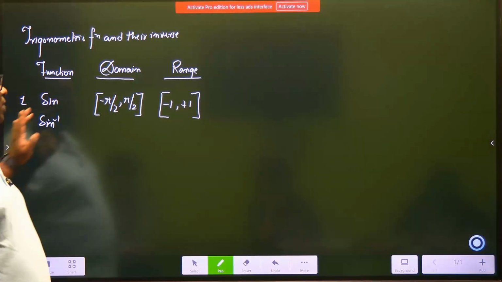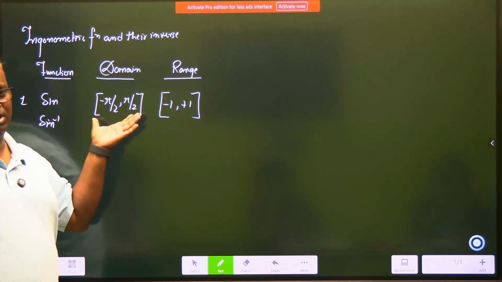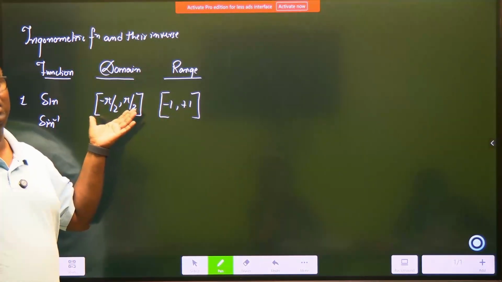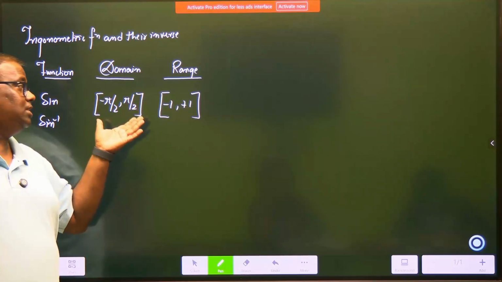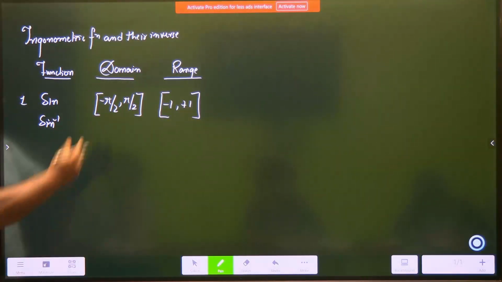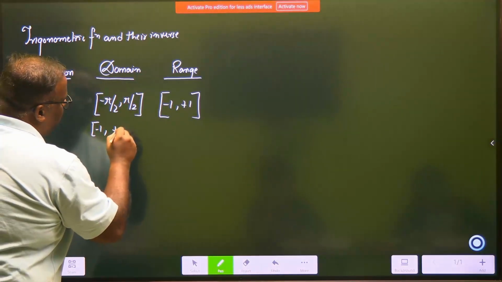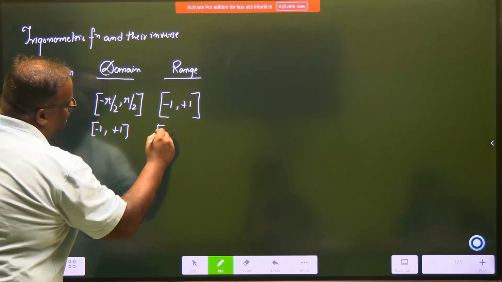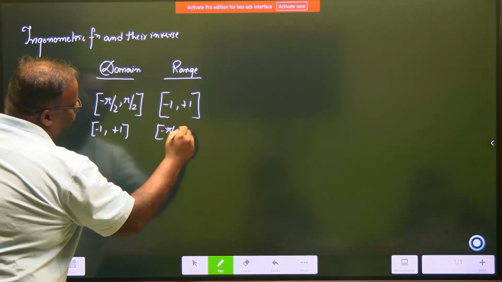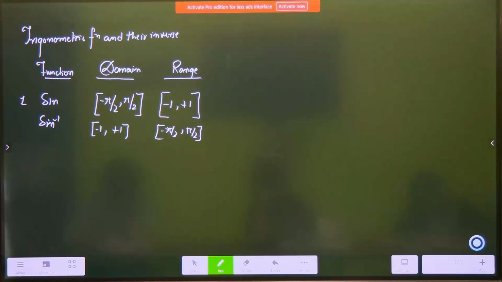Try to understand what you have done here. This is not the general domain of the sine function. The general domain of the sine function is real numbers. This is the domain in which sine is bijective. So when we see sine inverse, we will just swap these two. So it will take -1 to +1, and its range will be negative pi by 2 to pi by 2.